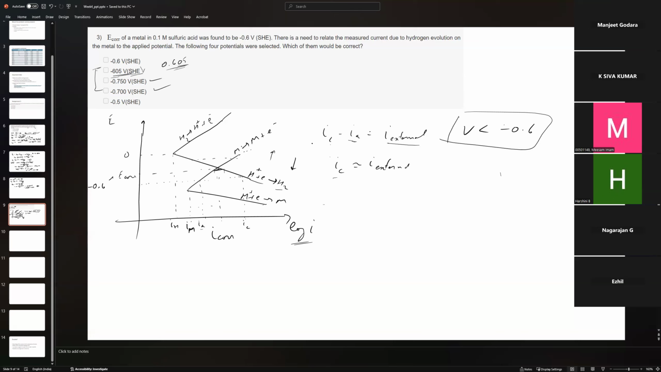I can again send them an email and ask them to maybe consider both these options as correct. Like, 605 should also be considered correct, so BCD and CD both could be considered correct. Yeah, it's a fair argument. I can ask the NPTEL team. Okay, thanks a lot. Next one is a theoretical question.